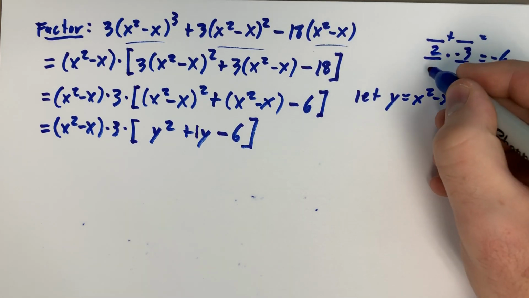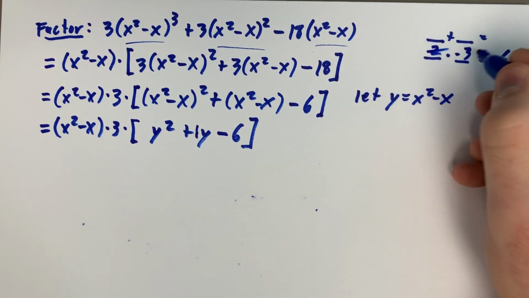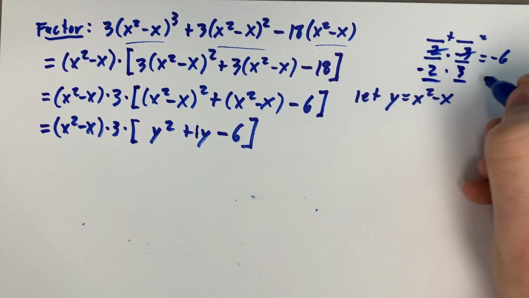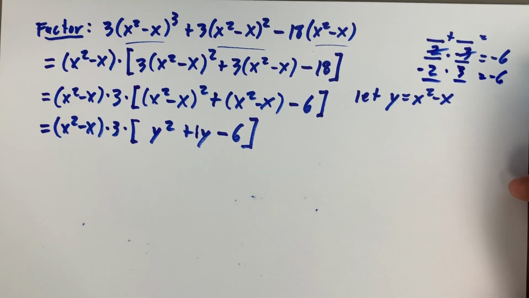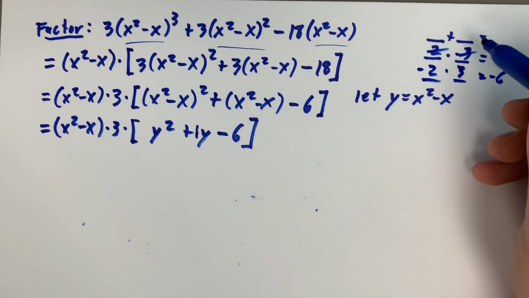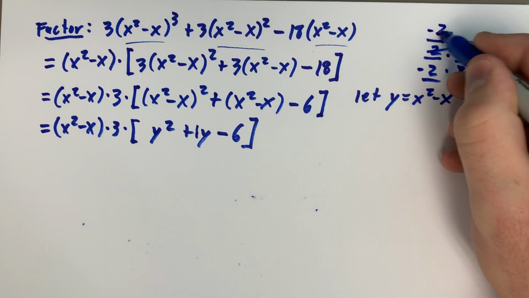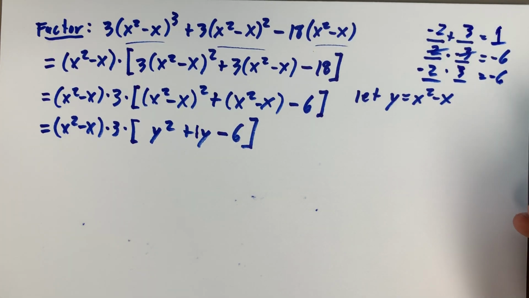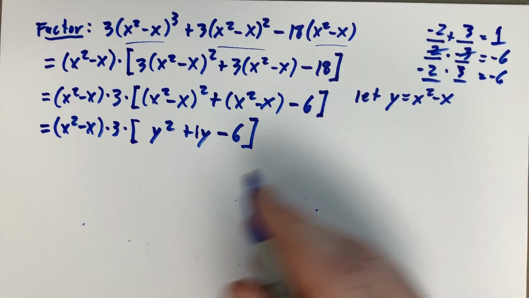What if I change the sign to the other one? So that didn't work. Let's try minus 2 times 3. Will that work? That will definitely give us minus 6 when we multiply. And when I try to add them, that does give me 1. So we're in good shape. We can factor this now using these two numbers.